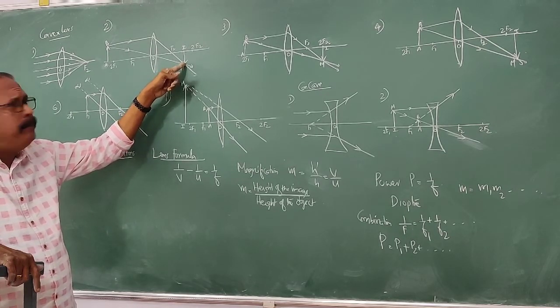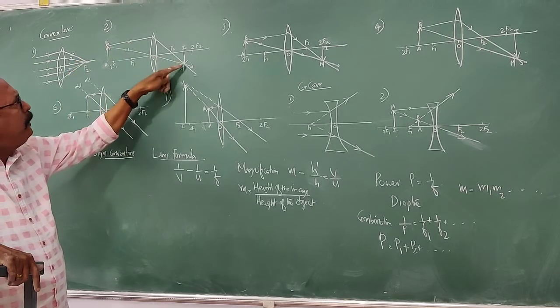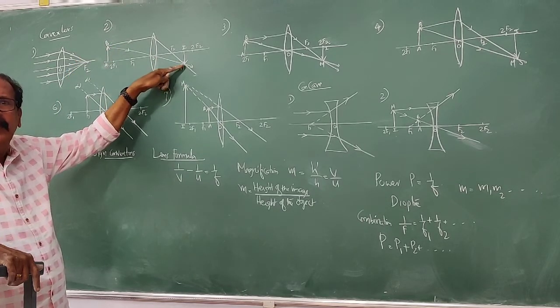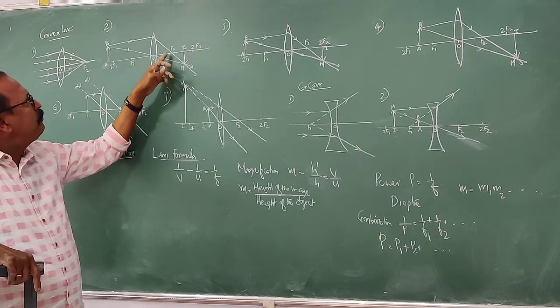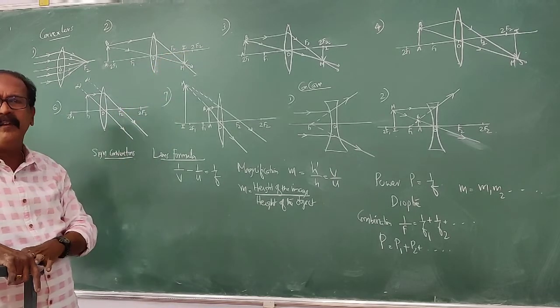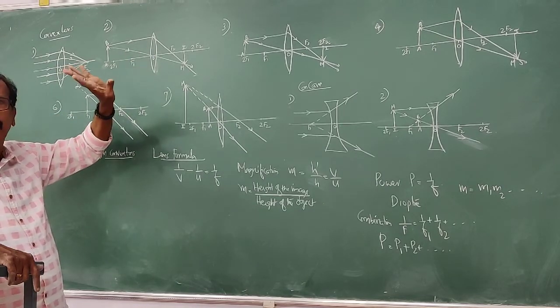Why is it the head of the image? Because these two rays I have taken from the head of the object. So where they meet corresponds to the head of the image. So where is the image formed? Between f2 and 2f2. Verify the chart. The image is formed between f2 and 2f2. What is the size? It is diminished but not highly diminished, real and inverted.